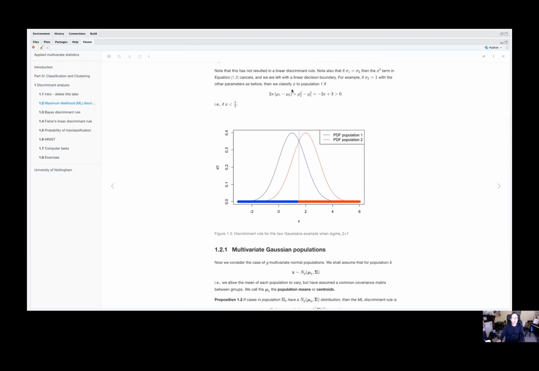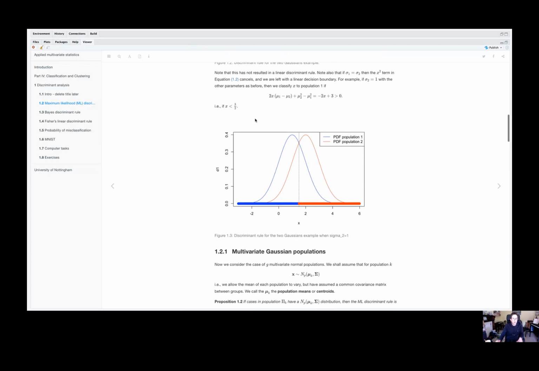So for the numbers I've chosen, we get a discriminant rule like this: minus 2x plus 3 bigger than 0. In this case, it's easier to solve. We classify to population 1 if x is less than 3 over 2, or population 2 otherwise. That makes sense, right?